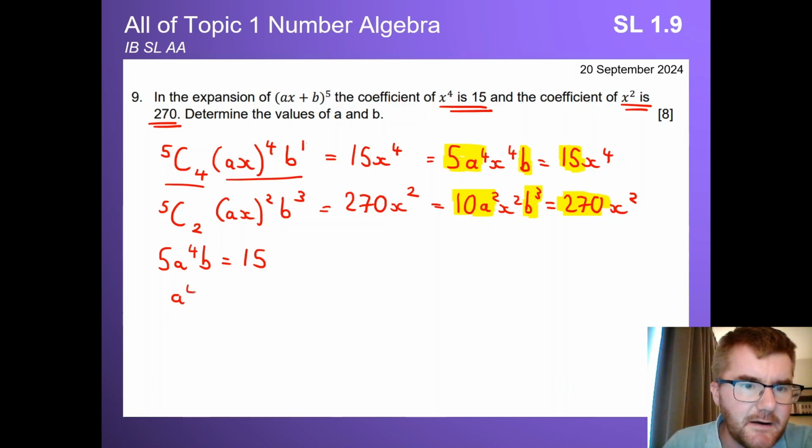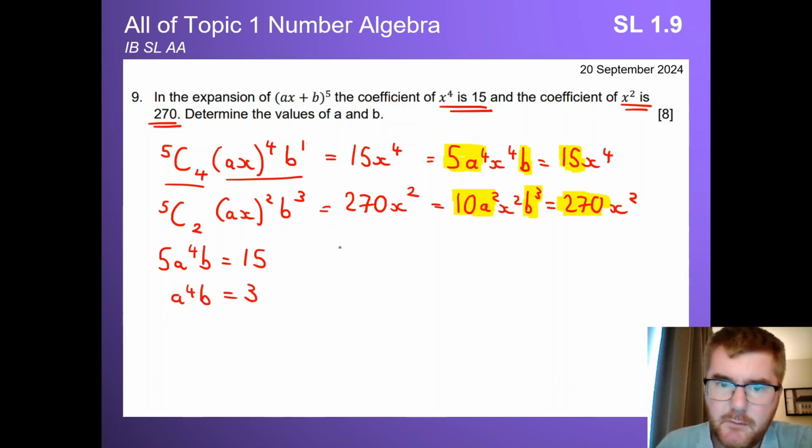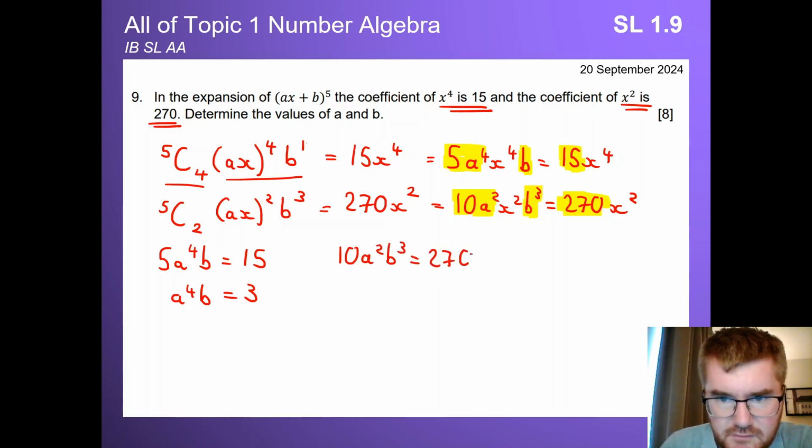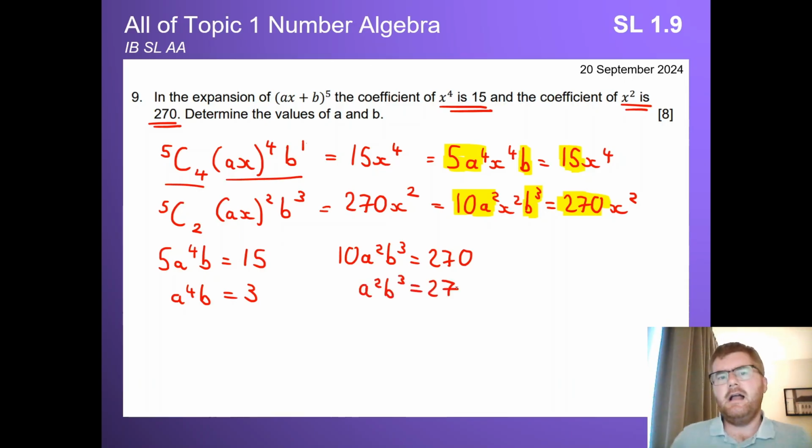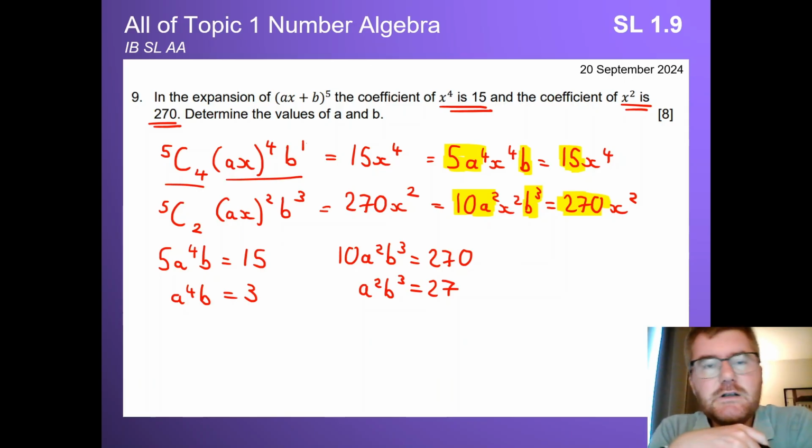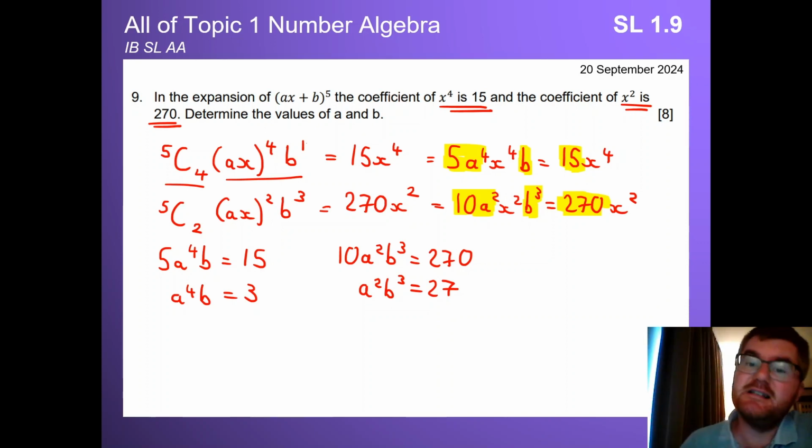That means then a to the power of 4 b is equal to 3, divided by 5 on both sides, and then we have 10a squared b to the power of 3 equals 270. Divide through by 10, so we get a squared b to the power of 3 is equal to 27. And on first sight, it doesn't look that easy to actually solve this set of equations. Again, there's a couple of different ways you can do this, but there's a sneaky little trick here.